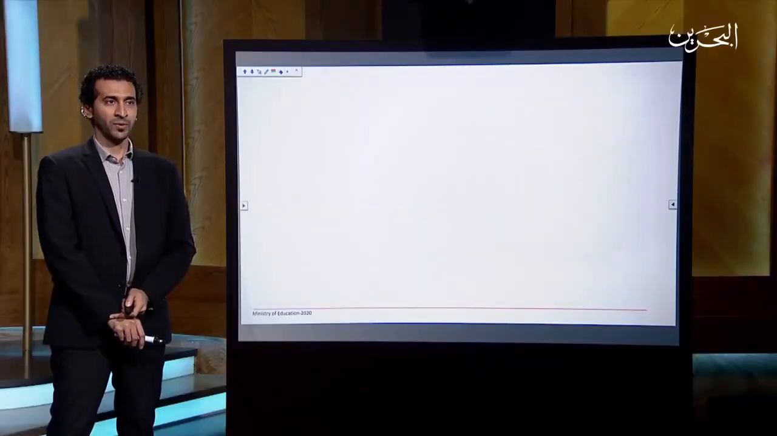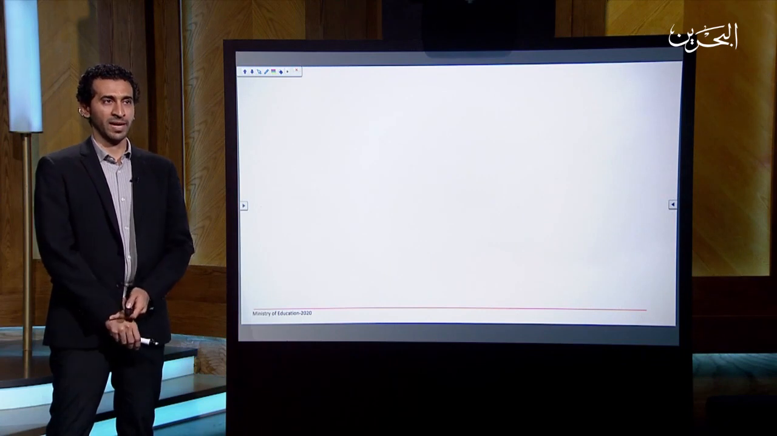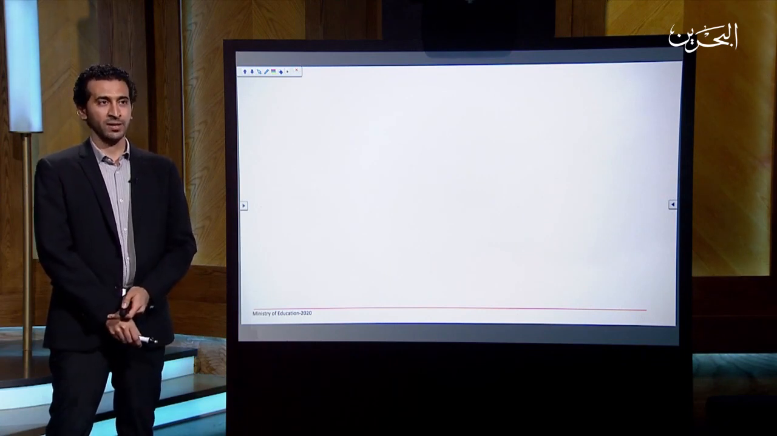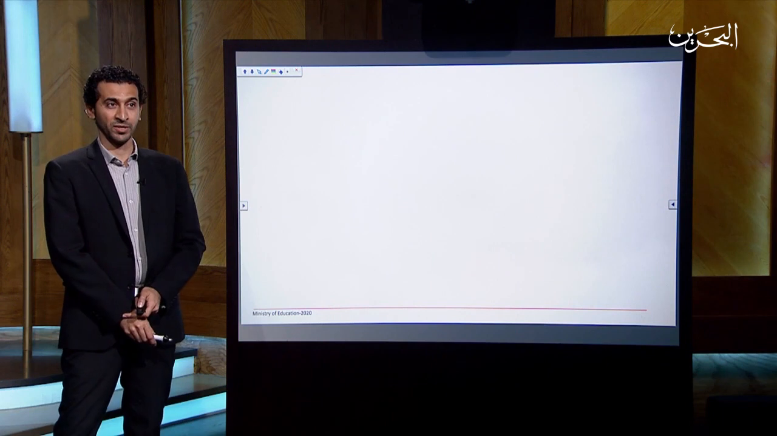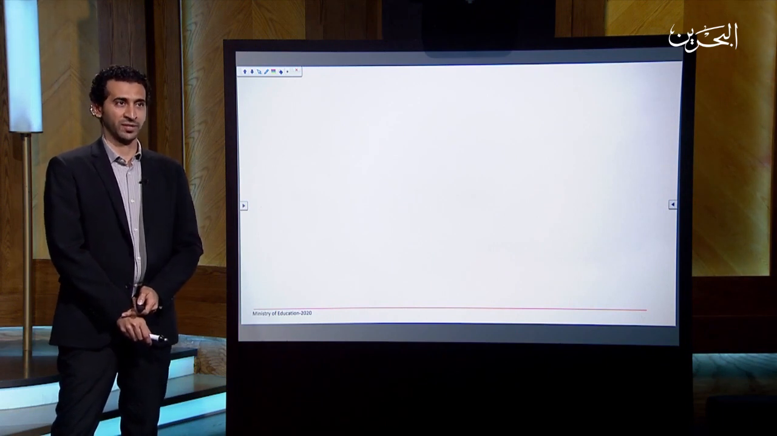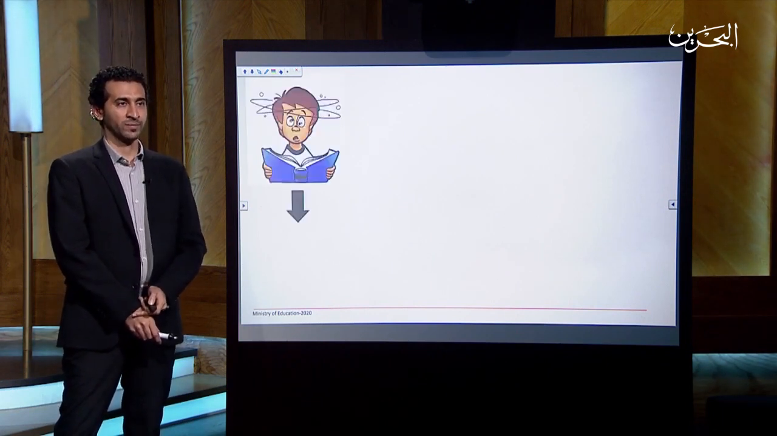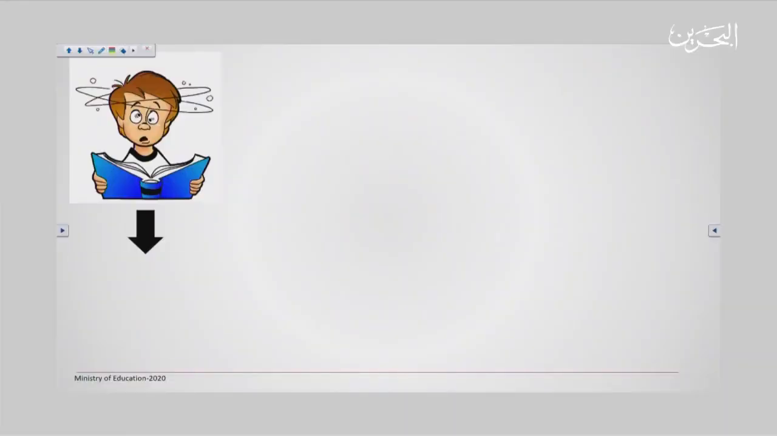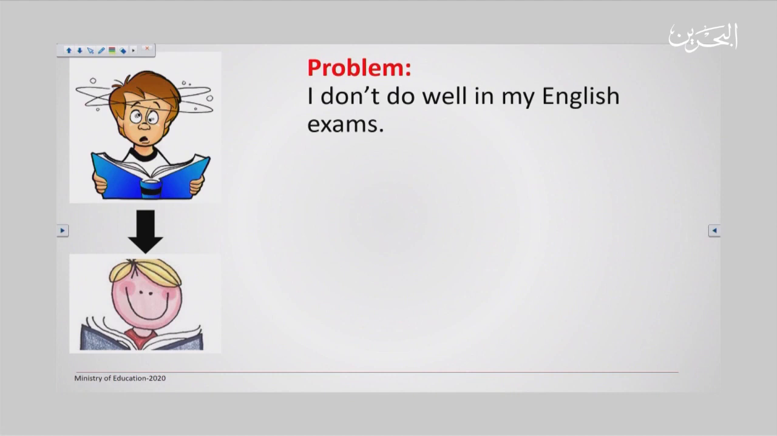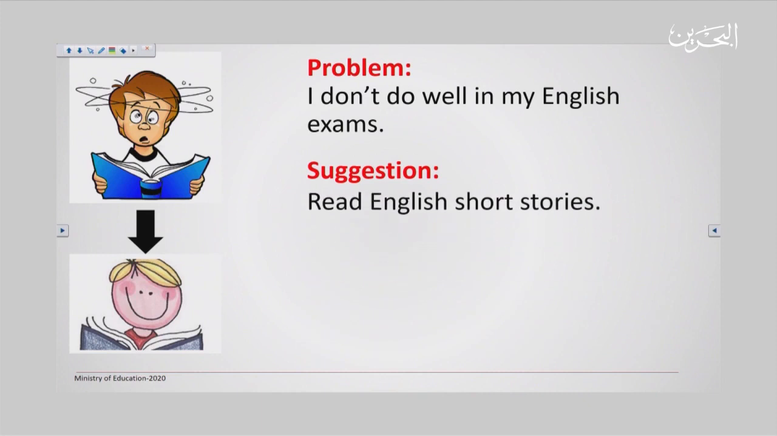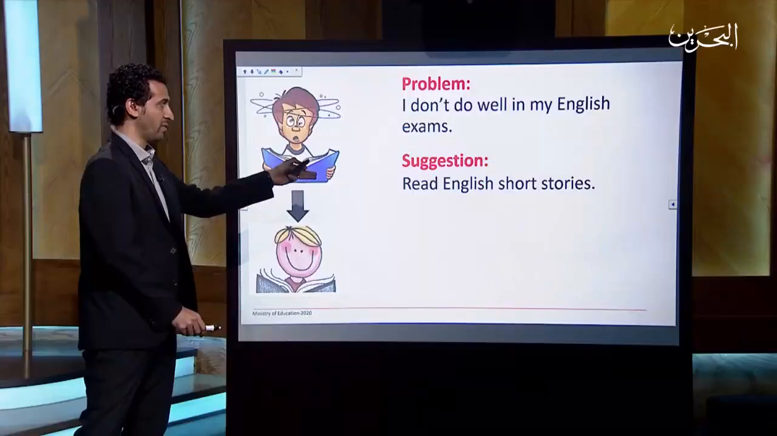Now, let's review more problems and try to make some suggestions and justification and reason for each suggestion. So here we go. So this is the problem: I don't do well in my English exams. So what do you think? So this is the suggestion: read English short stories. So we have a problem and we have a suggestion.